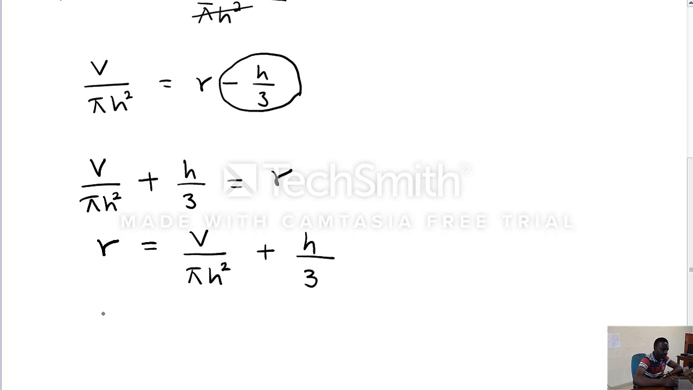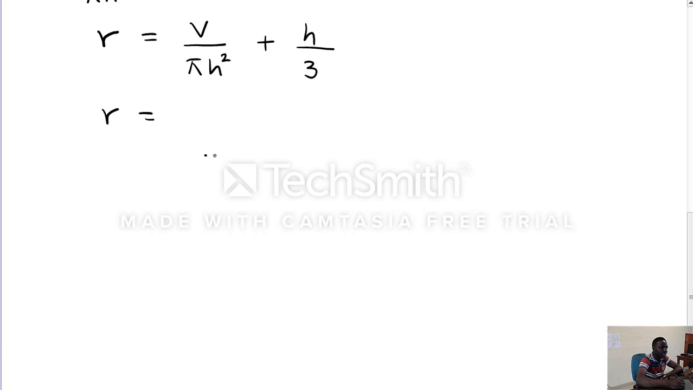Now this will be r is equal to, you will get the LCM of pi h squared and 3, of which the LCM of pi h squared and 3 is 3 pi h squared. Simply multiplying both denominators together will give you the LCM. If it is letters, or something you don't know the LCM of, you can just multiply both the denominators and you get the LCM.